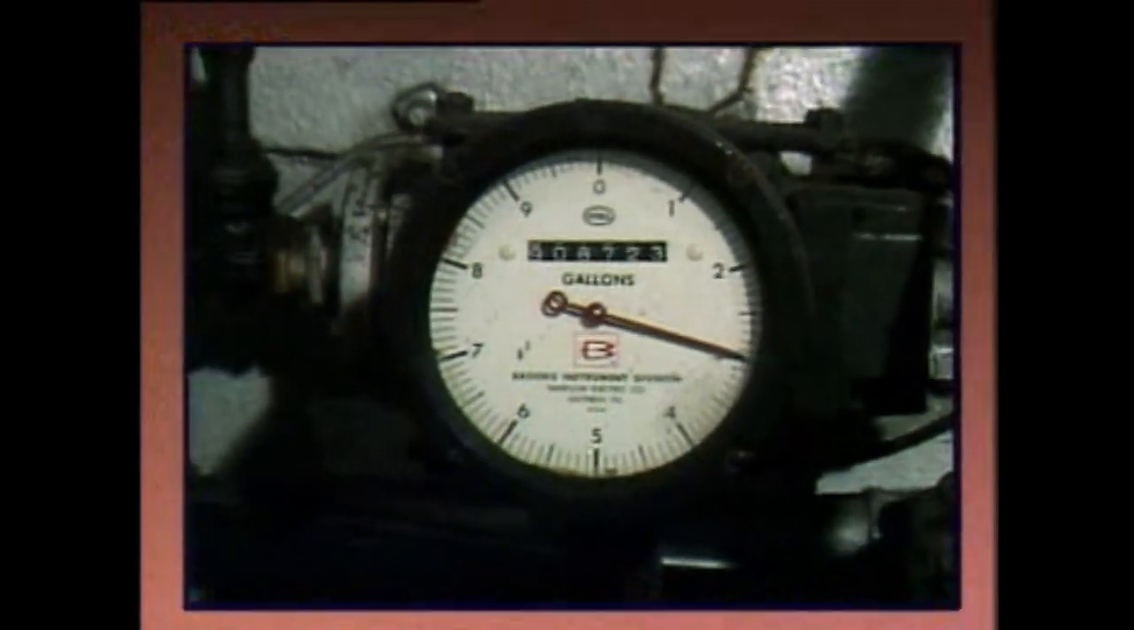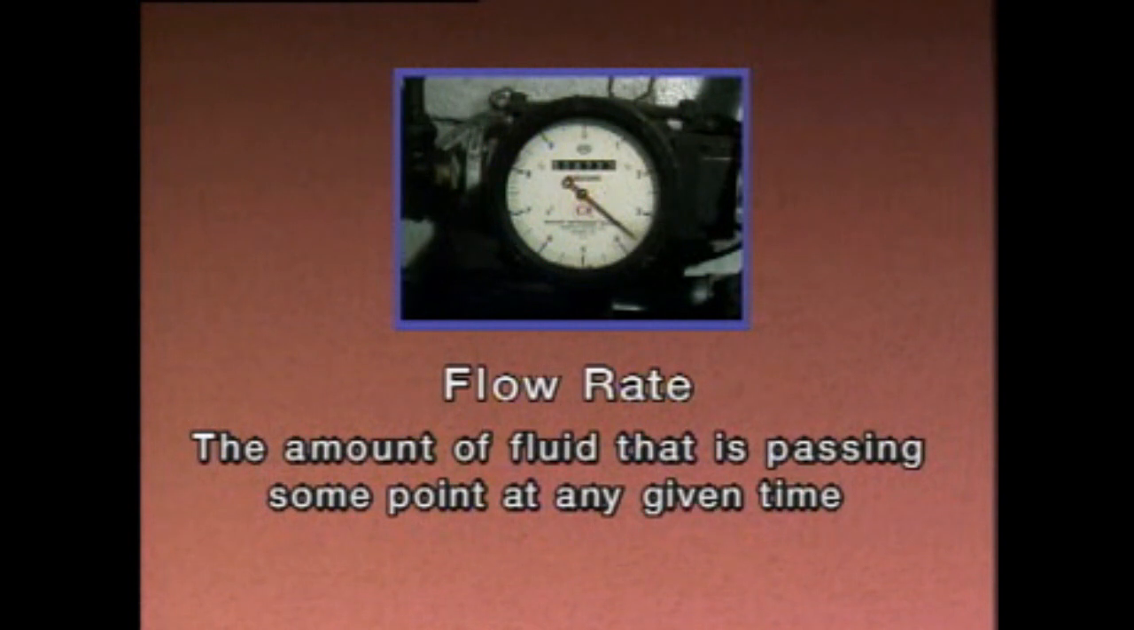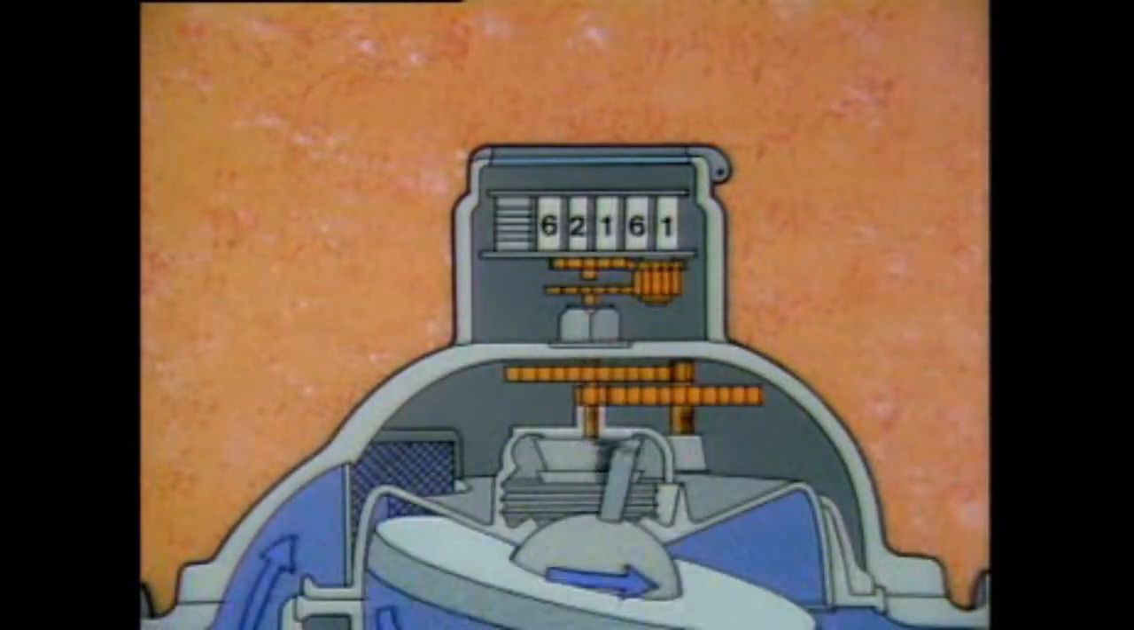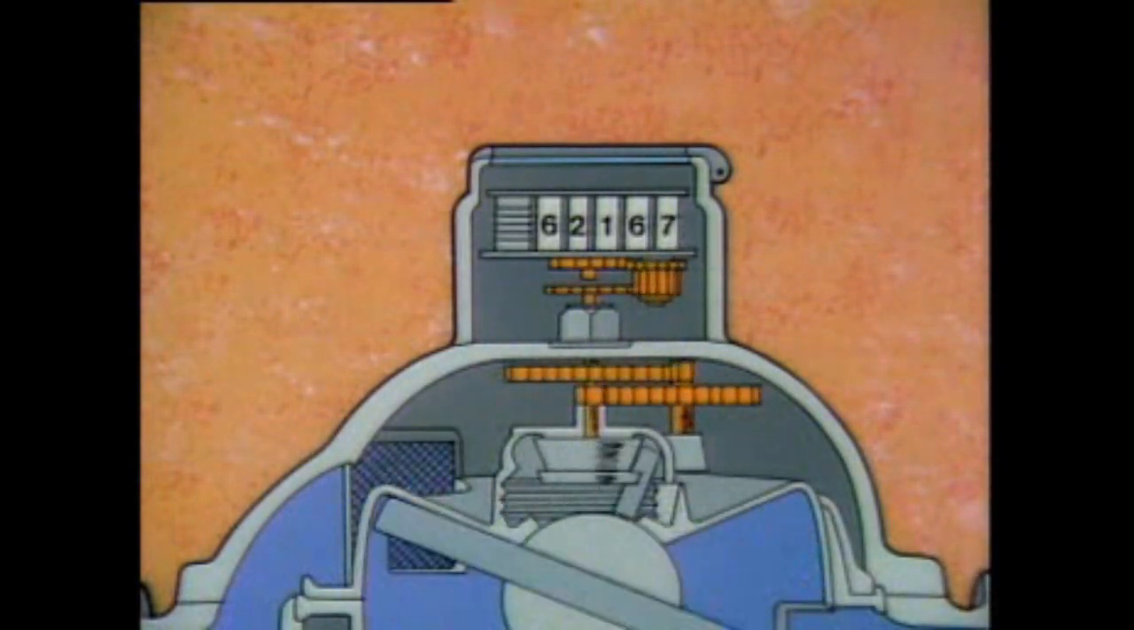Two types of flow measurements that are often made are flow rate measurements and total flow measurements. Flow rate can be thought of as the amount of fluid that's passing some point at any given time. Total flow, on the other hand, can be thought of as the total amount of fluid that has passed a designated point. The nutating disc meter counts the precise amounts of fluid passing through it to determine total flow.